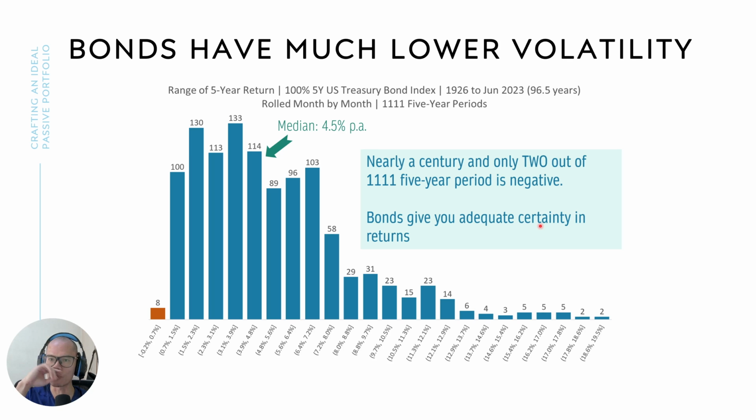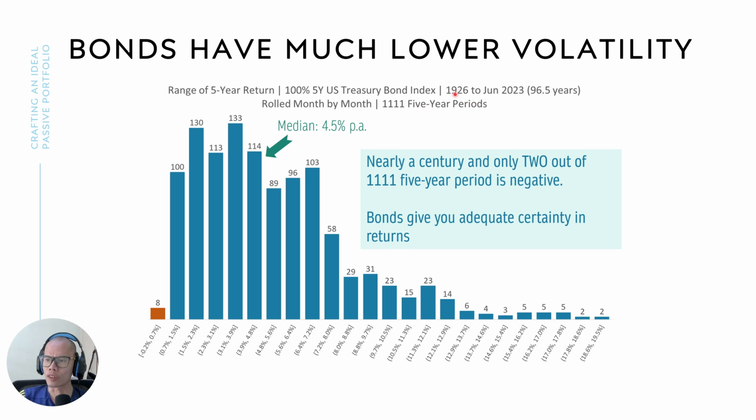So the nature of bonds, and why it makes sense to add them to your portfolio, is that bonds have much lower volatility. What you see over here is a chart of the range of rolling returns of a 100% portfolio in a 5-year US Treasury bond index. US Treasury bonds are US government bonds of an average maturity of 5 years. So it's a portfolio that is diversified. It contains 100% government bonds, and U.S. government bonds have a very high credit rating. So to a certain sense, in the financial world, we all treat them as actually risk-free instruments.